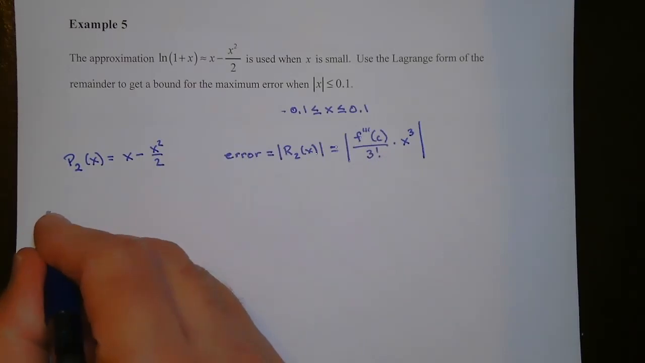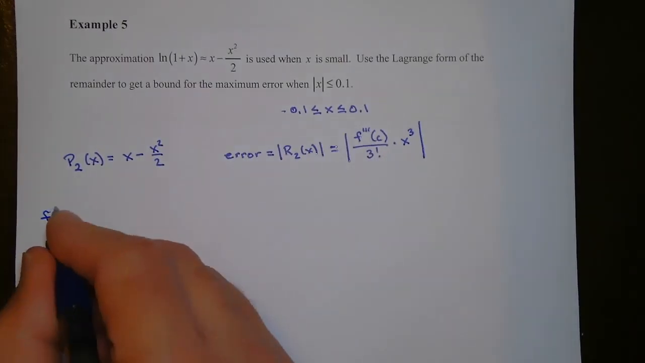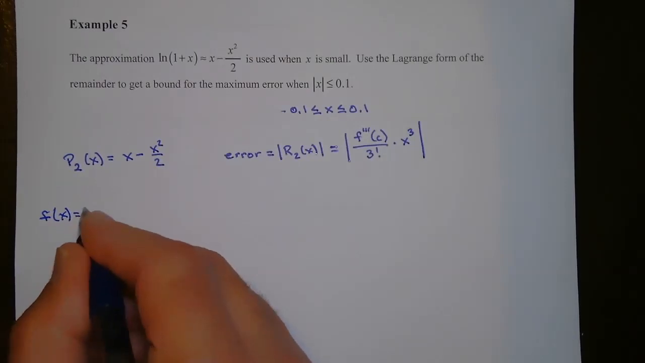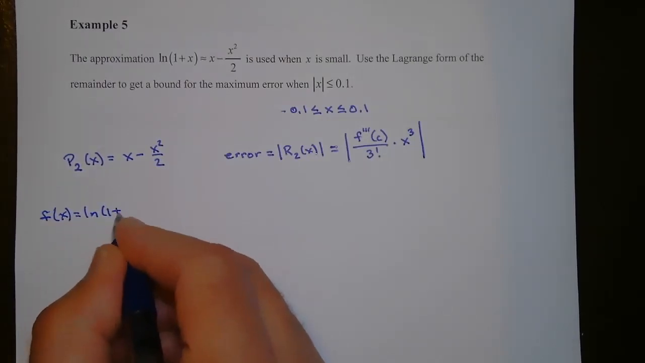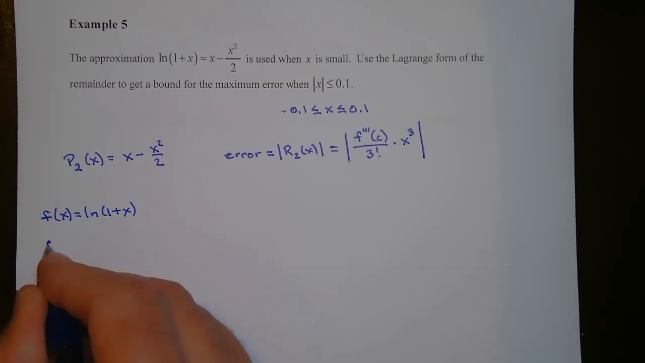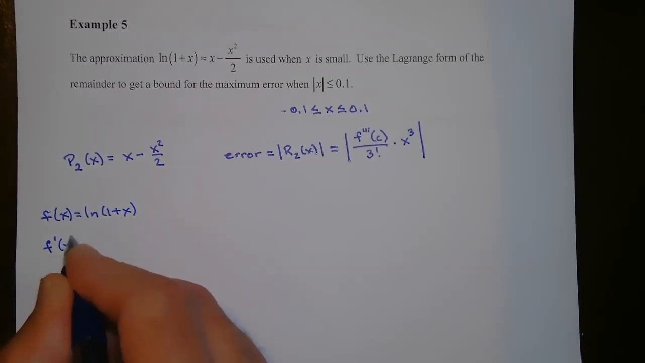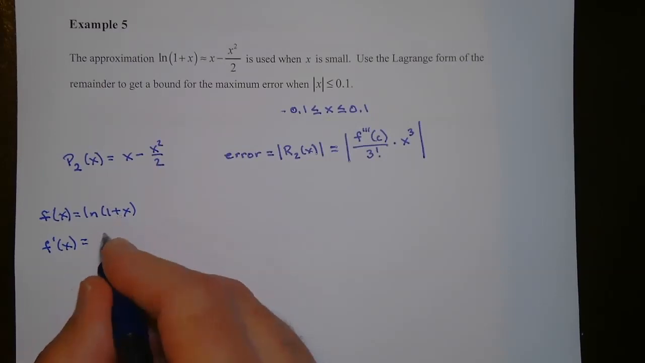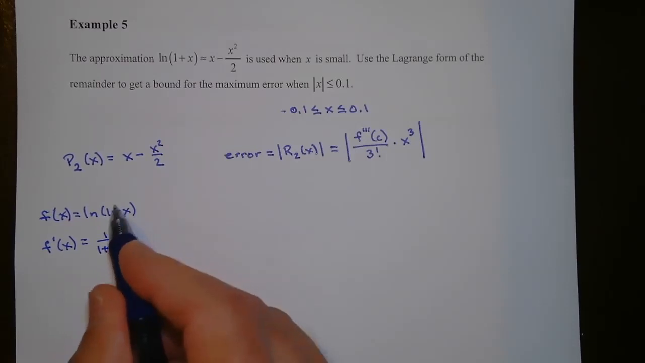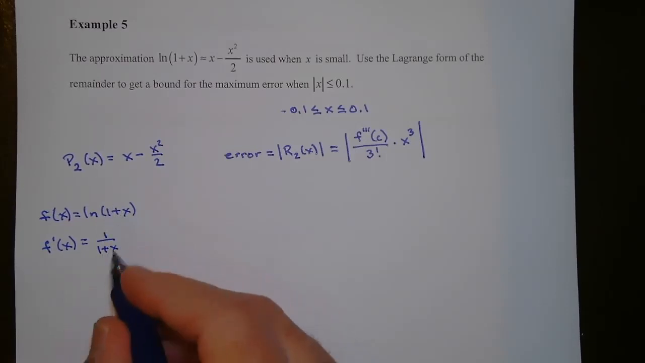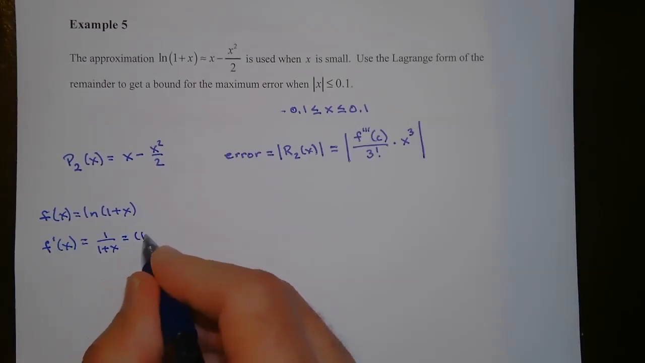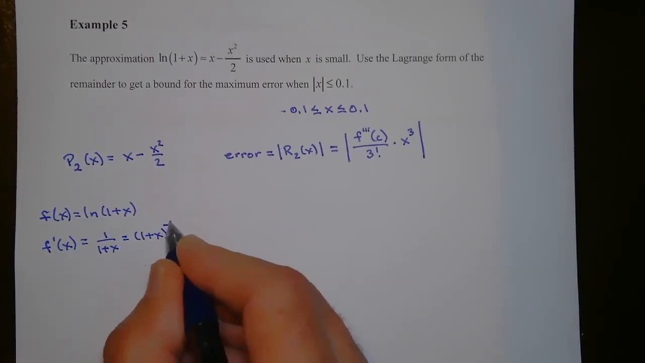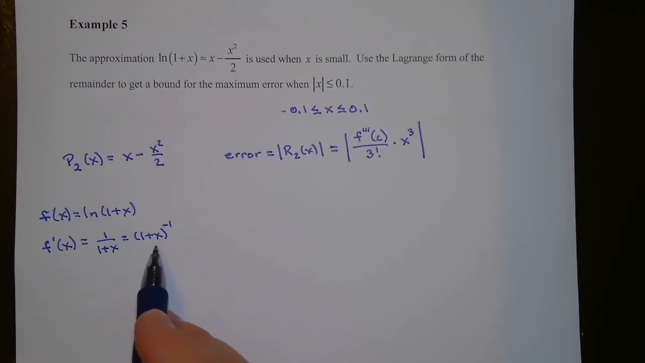So we have f of x is equal to the natural log of 1 plus x. So f prime of x would equal 1 over that. Remember, the derivative of natural log is 1 over 1 plus x times the derivative inside, which would just be 1. So now this would be 1 plus x to the negative 1. That's going to be easier to take the derivative when we rewrite it as a power.